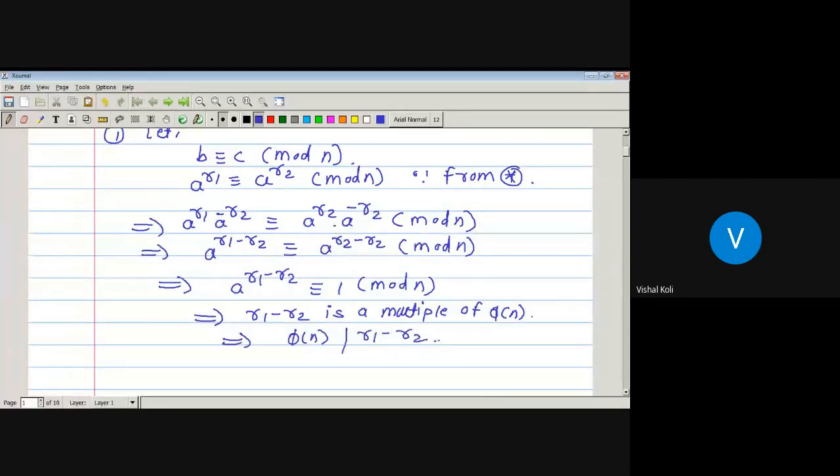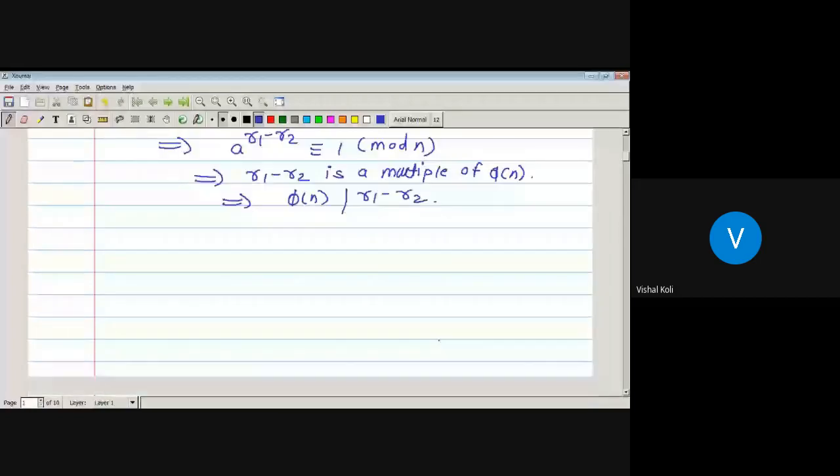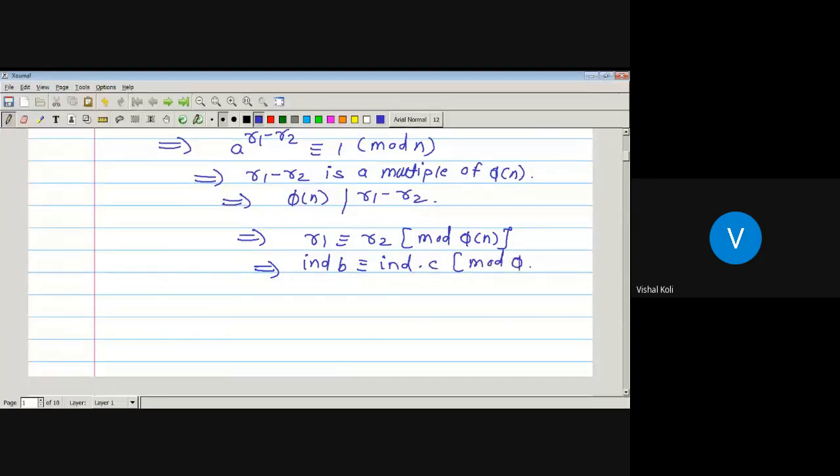Now we have to use the definition of congruence. As the integer phi of n divides the difference of the two integers r1 and r2, by definition of congruence, r1 is congruent to r2 modulo phi of n. But what is r1? r1 is nothing but index of B, and r2 is nothing but index of C, modulo phi of n. So we get the required result. Since we have taken B congruent to C modulo n, we had to prove that index of B is congruent to index of C modulo phi of n, and that we have proved.